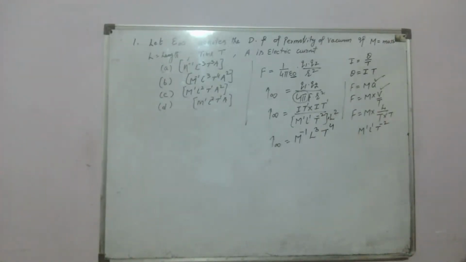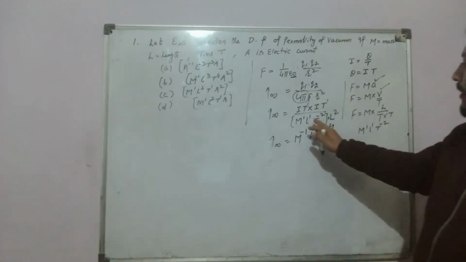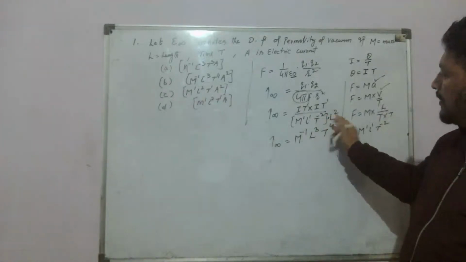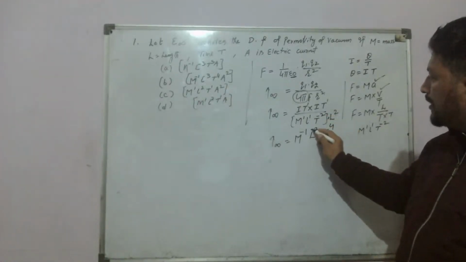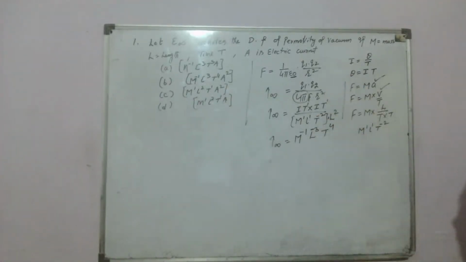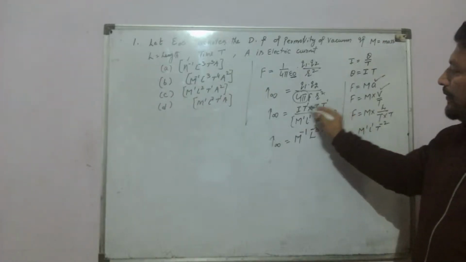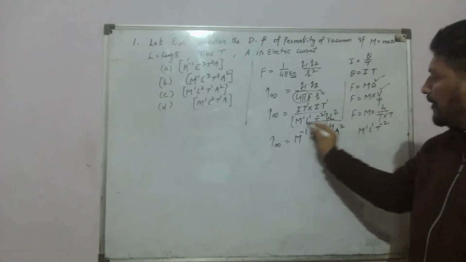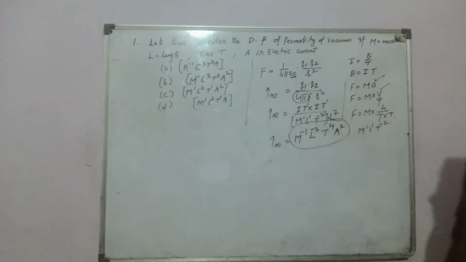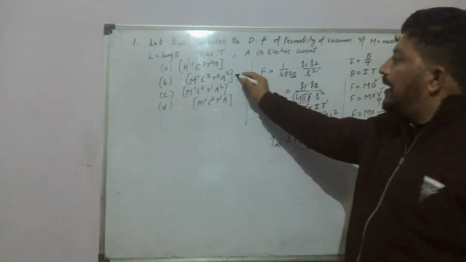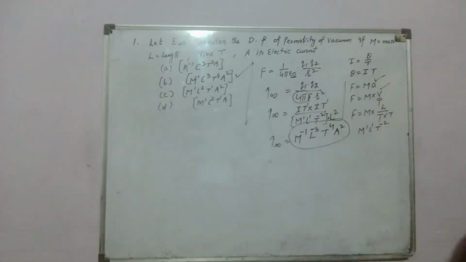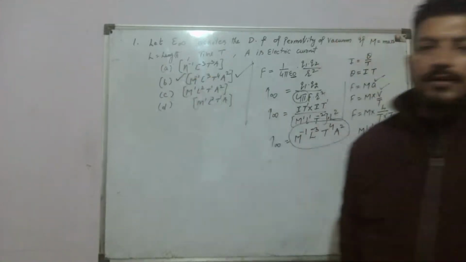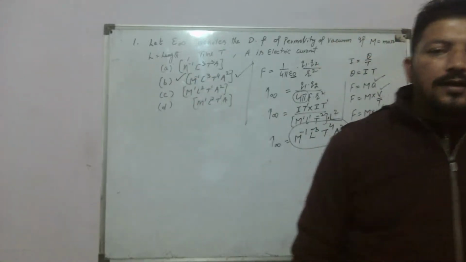So at last, is it right or wrong? Here L1 and L2, it means here is minus 3. The power goes up from below. So the unit of this current I means A square. So this is the right answer: M minus 1 L minus 3 T raised to power 4 and A square. Option number B is the right answer.